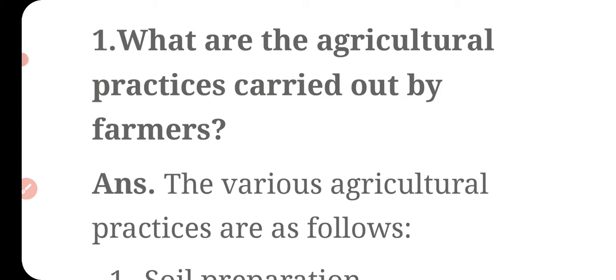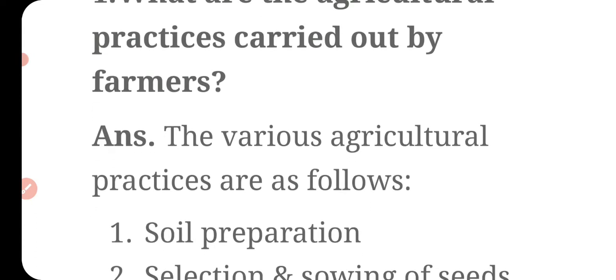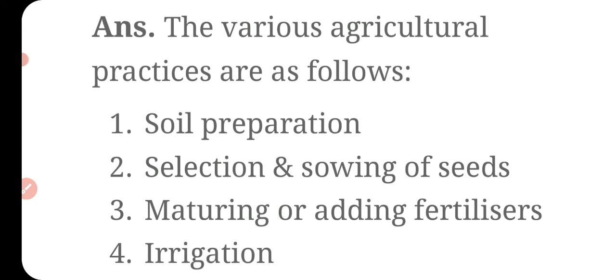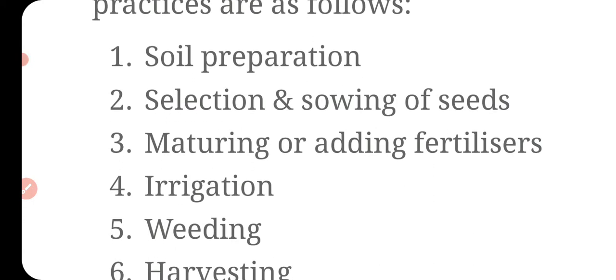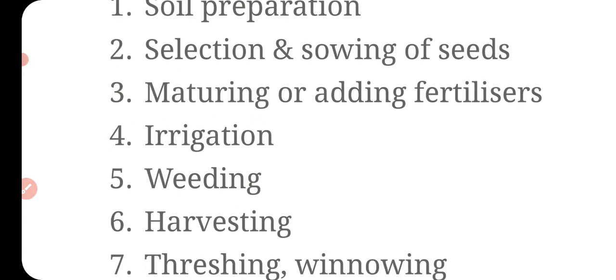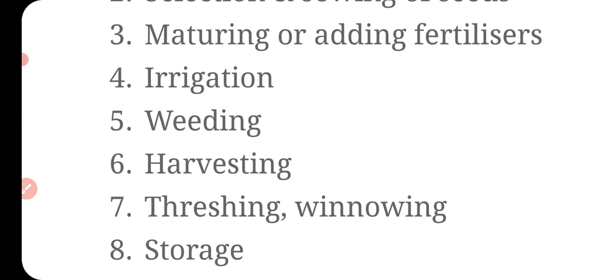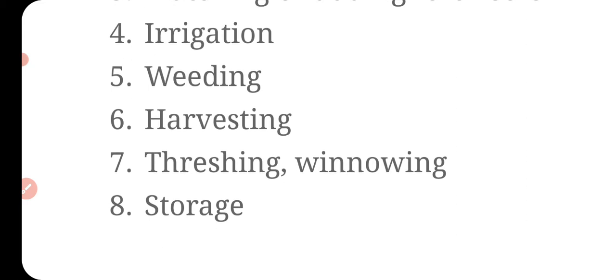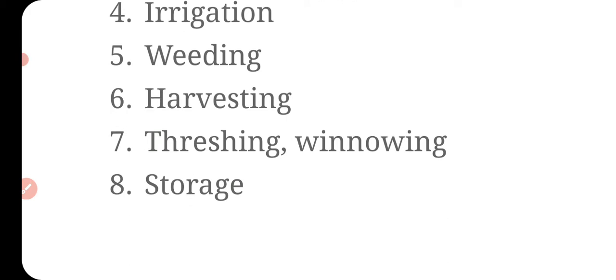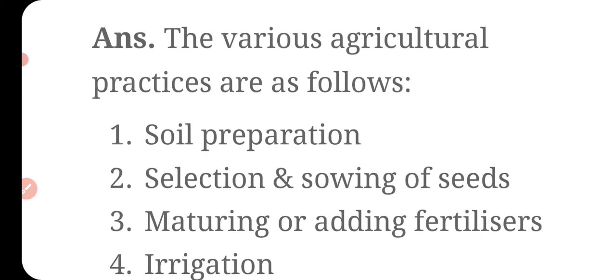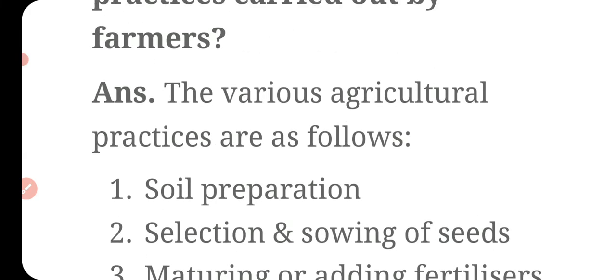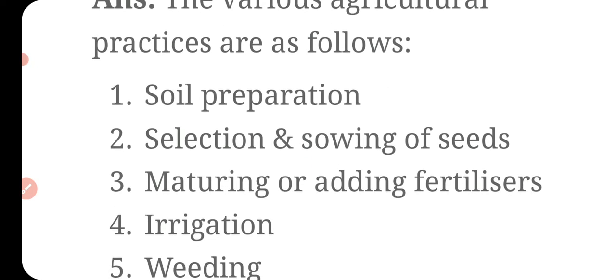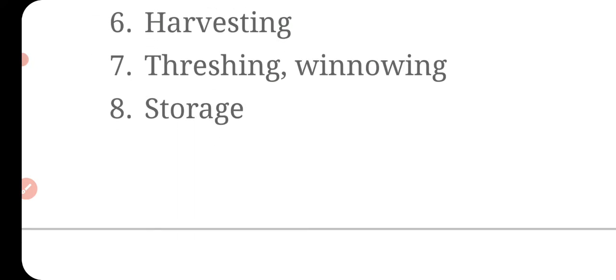So there are various agricultural practices which are as follows. First is soil preparation, second selection and sowing of seeds, third manuring or adding fertilizers, fourth irrigation, fifth weeding, sixth harvesting, seventh threshing and winnowing, and eighth is storage. So these are the steps involved in the agricultural practices done by the farmers to grow the crops.